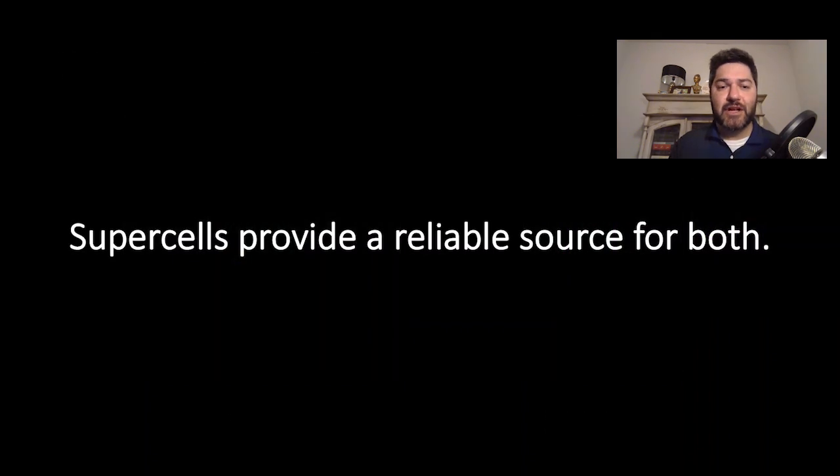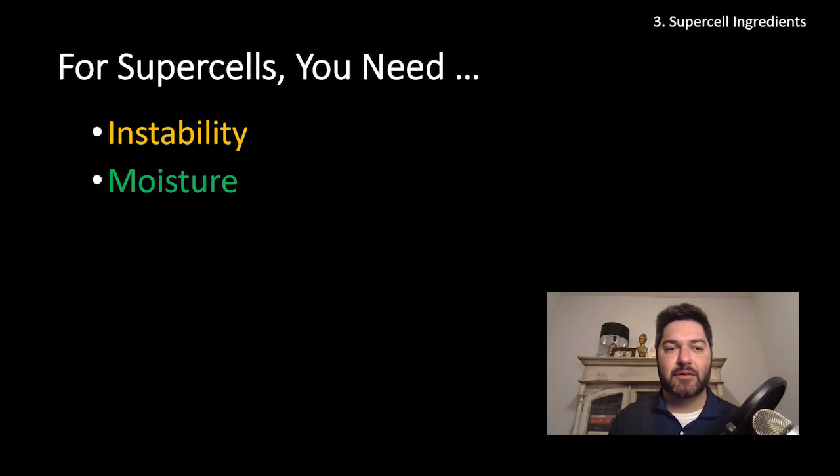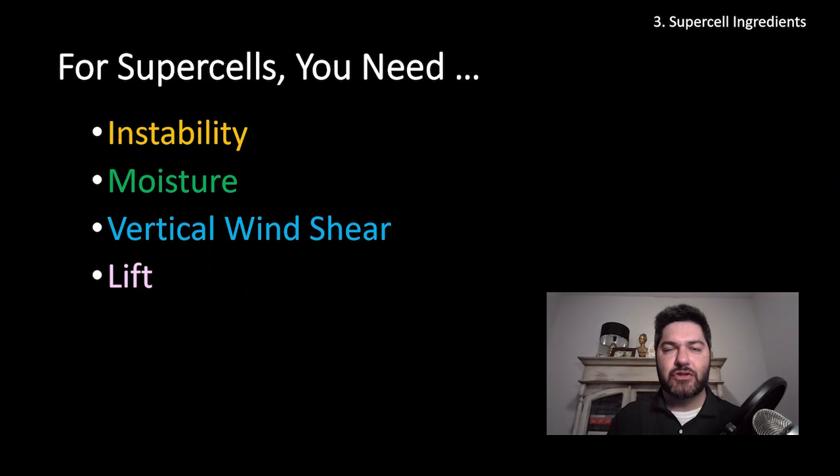Now, supercells provide a reliable source for both spin and stretch. So, to reiterate, for supercells, you need instability, moisture, vertical wind shear, and lift. So, we'll cover each of these in detail.